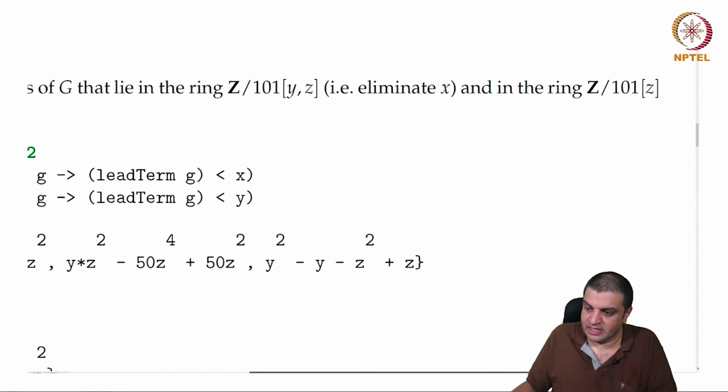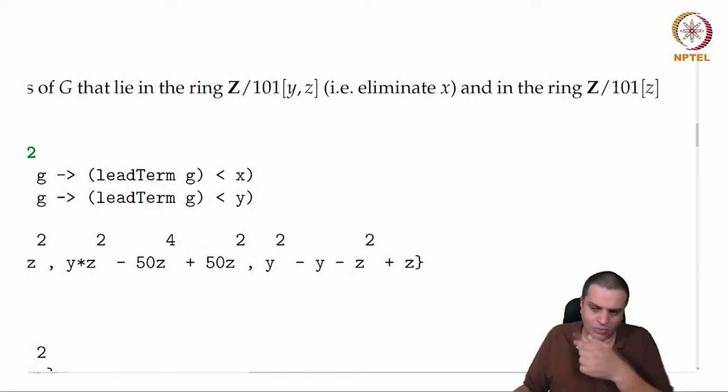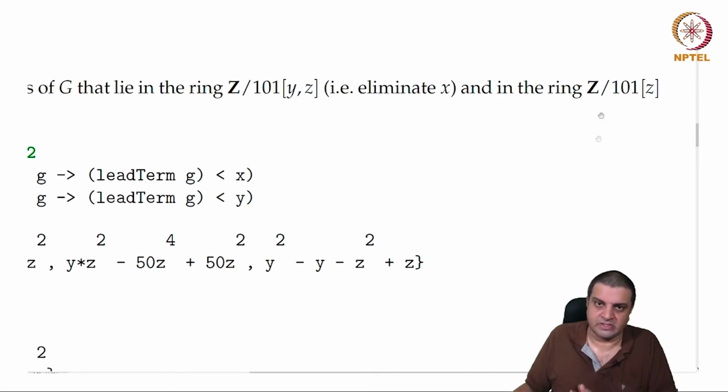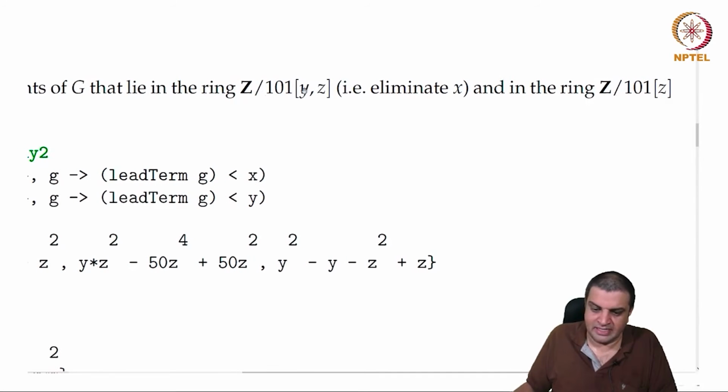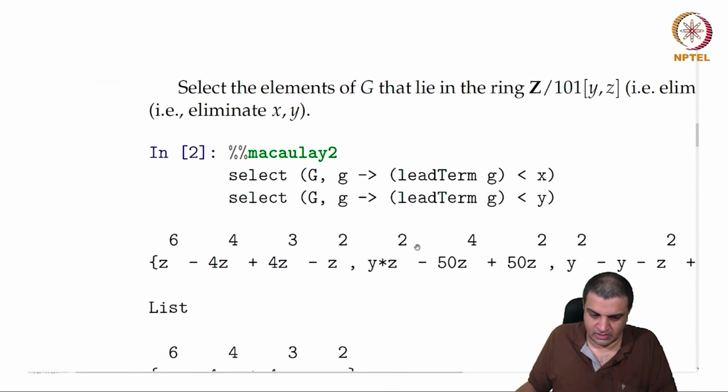And also in the ring Z mod 101, 101 is a prime number and Z mod 101 is a field, and we would like to work with finite fields at least to illustrate the examples because the computations are significantly faster. Okay, and that's the only reason. So we would like to eliminate x first here, and then y, x and y here. So that's what we want to do.